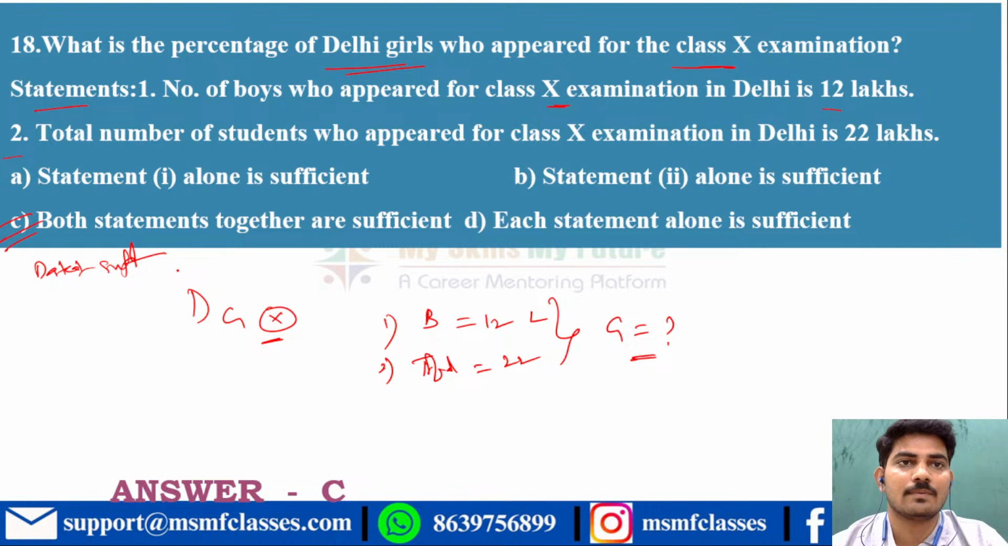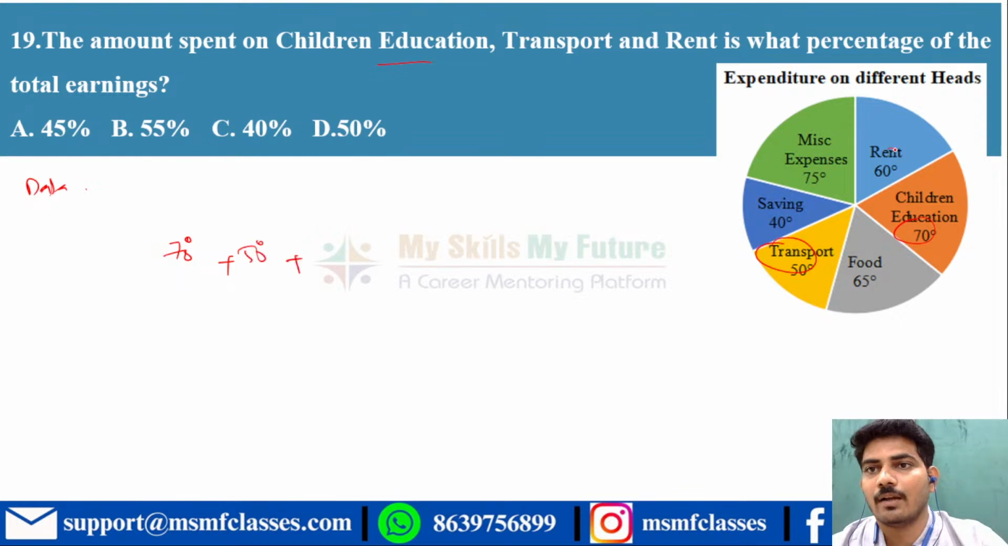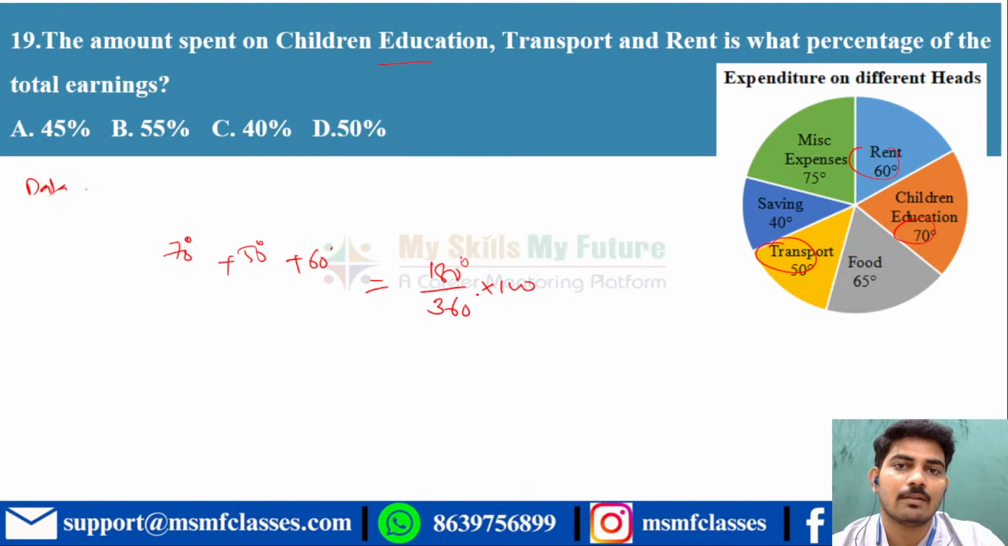Okay, this will be the next question. This will be from the data interpretation topic. The amount spent on children education, transport, and rent is what percentage of the total earning? Children education, how much is he spending? He is spending 70 degrees, plus transportation 50, plus rent 60. That is 180 degrees out of the total 360, into 100, which equals 1 by 2 into 100, that is 50 percentage.